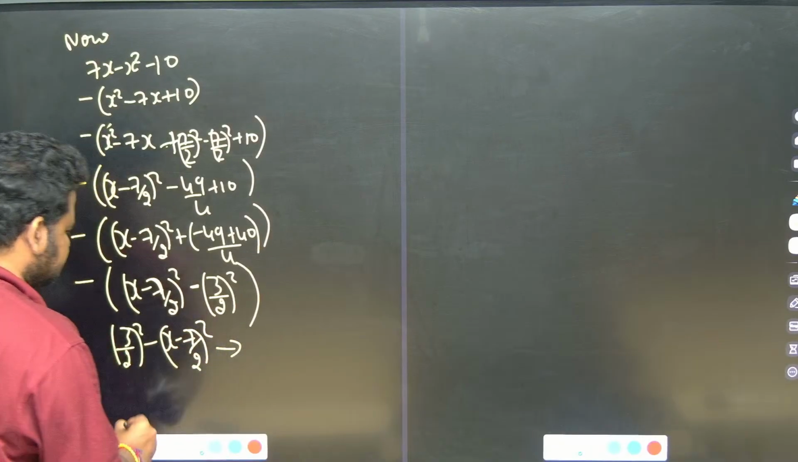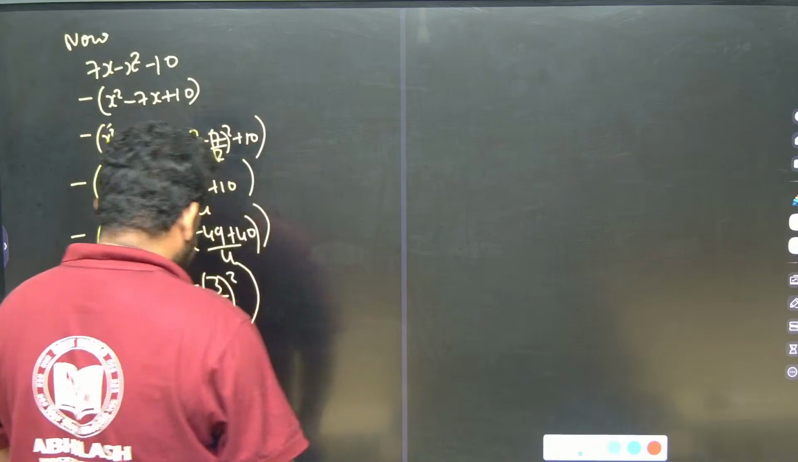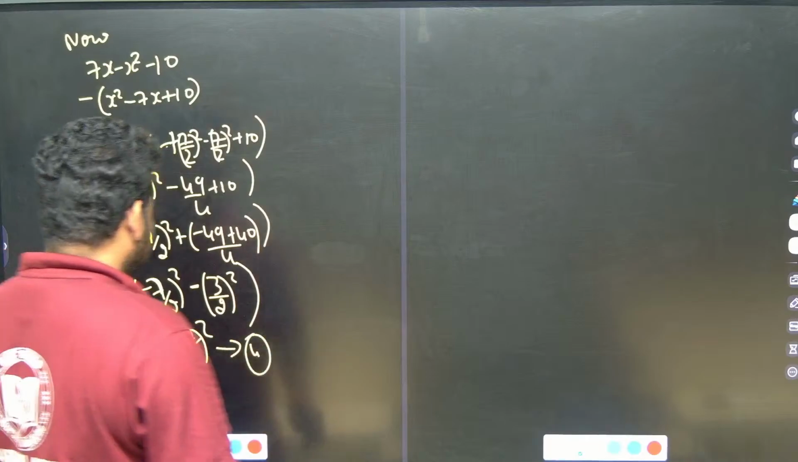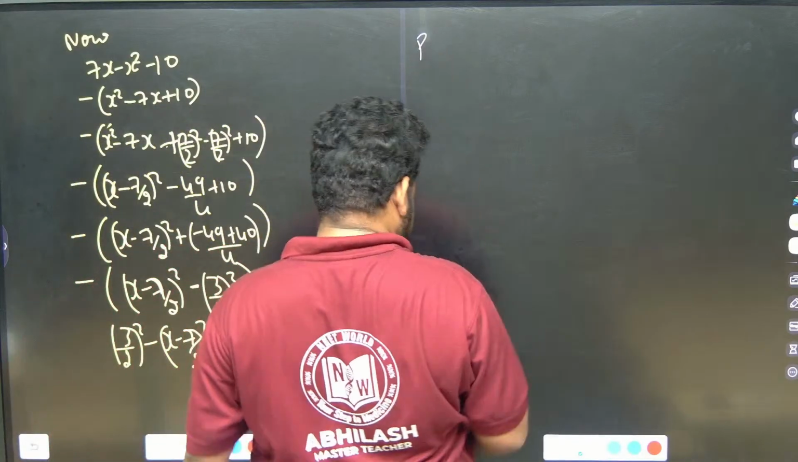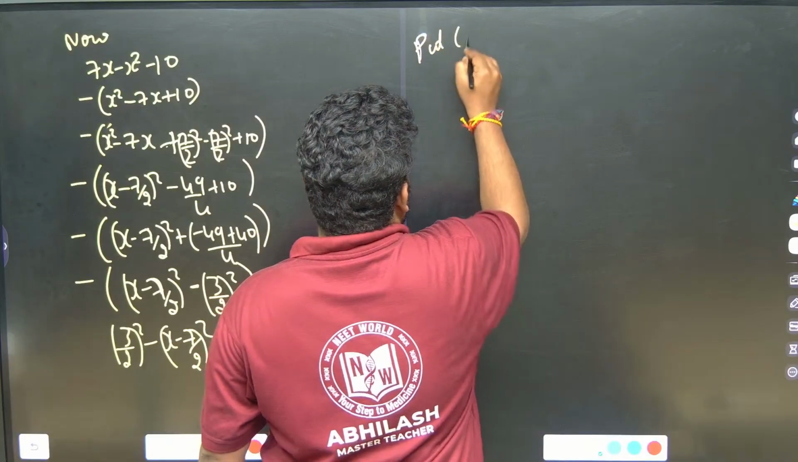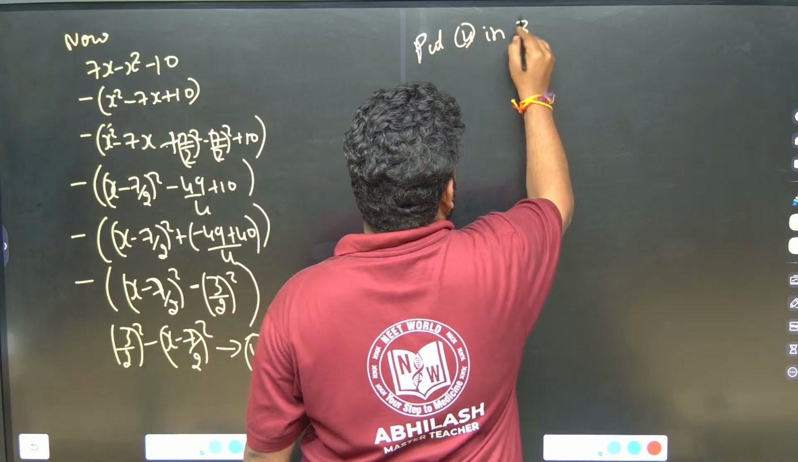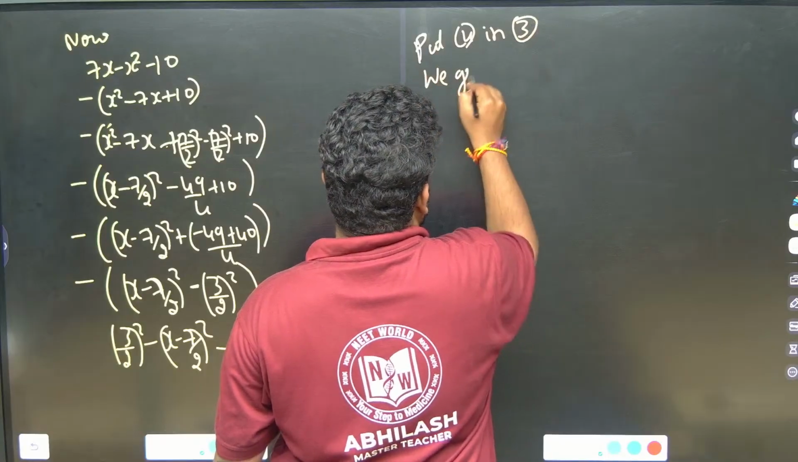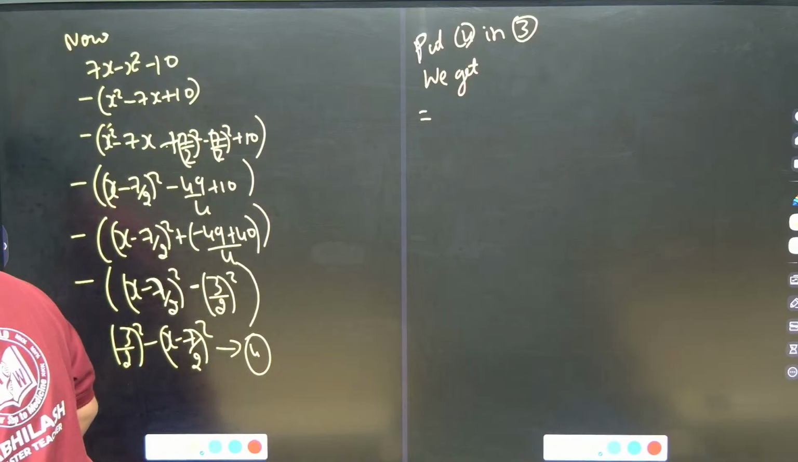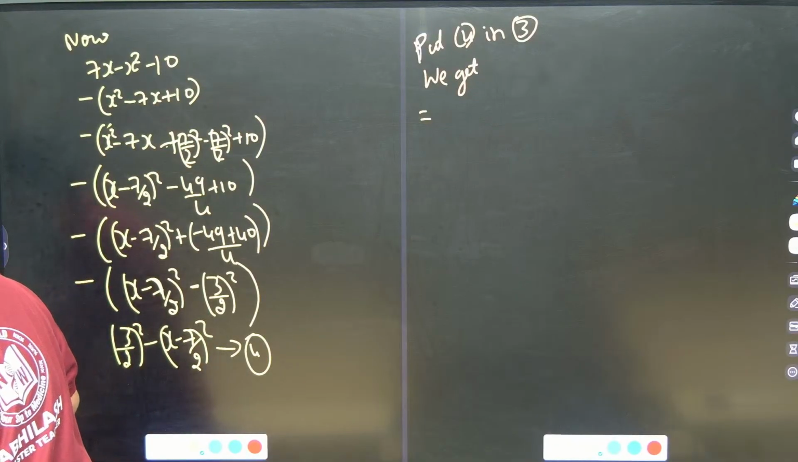So this is nothing but equation 4, I think. Okay, equation 4. Put 4 in 3. Put 4 in 3, we get what? We will get equal to... what is the previous page we had? What is that we will be getting?